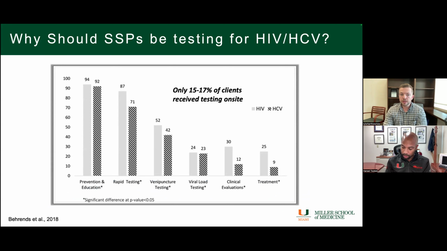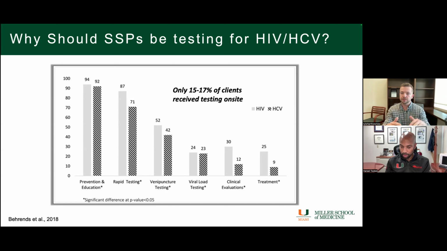And so when we look at this national study that was conducted, these data are a little old at this point, but this is the best available data that we have. When we look at implementation of point of care testing for HIV and for hepatitis C, we see the majority of SSPs in the United States actually do offer HIV and HCV testing. However, only about 15 to 17% of clients actually receive on-site testing.